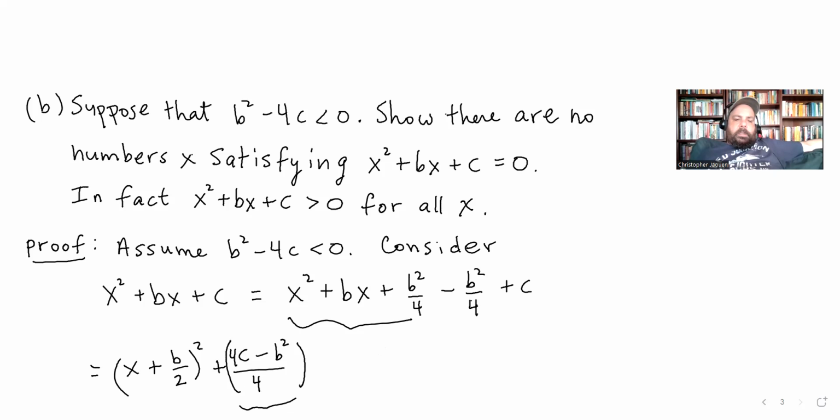And this quantity is positive, because b squared minus 4c is negative. So that means this is always greater than 0. Therefore there are no solutions that make this polynomial equal to 0, which means it's always positive. So that shows the statement is true.